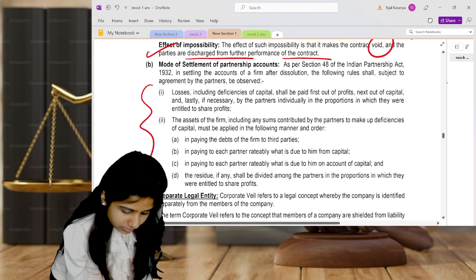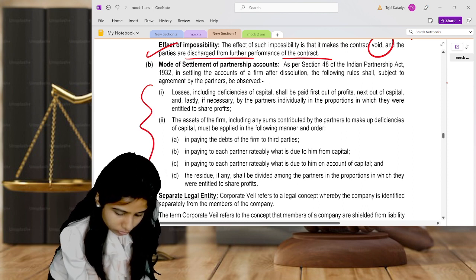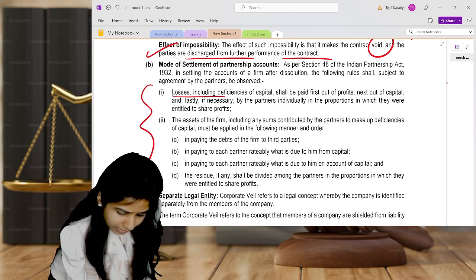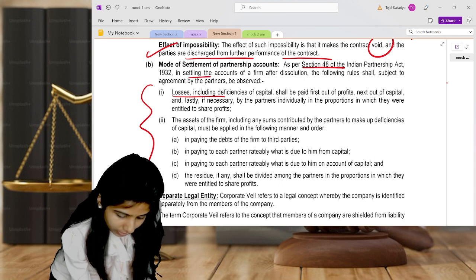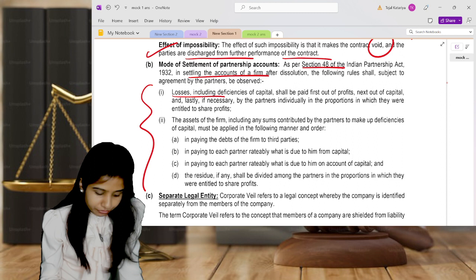First of all, it was observed that the losses, see, according to section 48, your accounts should be settled in the following manner. First of all, you understand whether there is a profit or a loss.